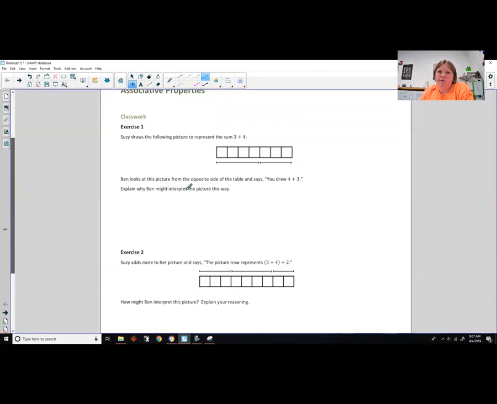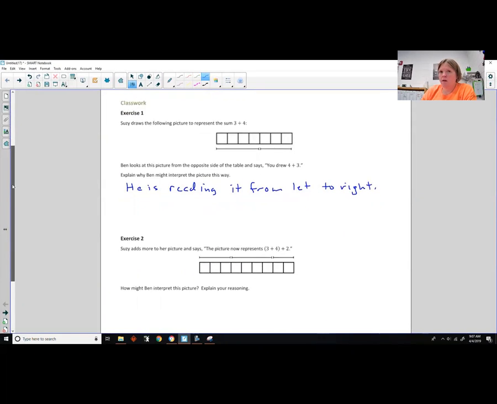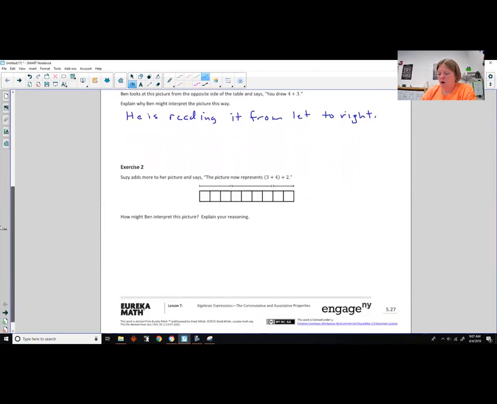So why might Ben interpret this picture this way? He is reading it from right to left. Okay, so that's the only thing. He's looking at it from a different perspective.